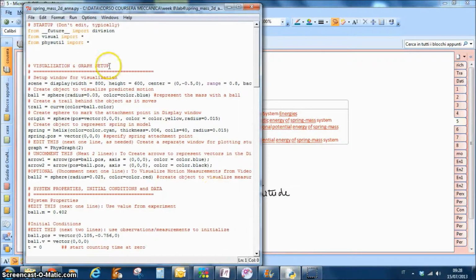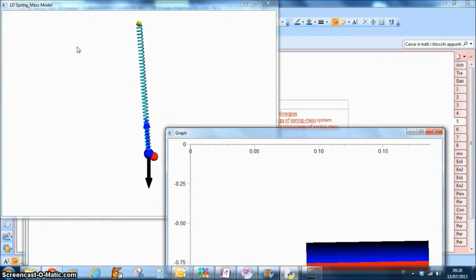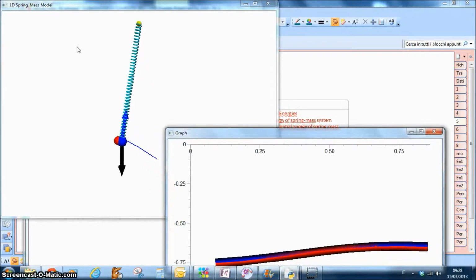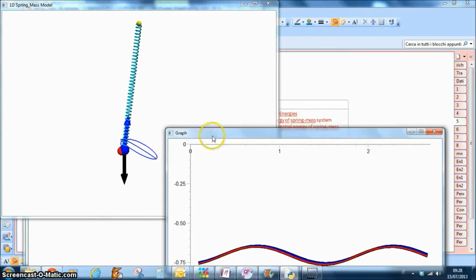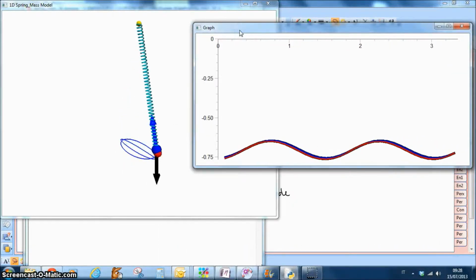And now we can run the program and compare the model predictions with the observed motion. In blue we have the model, and in red the real motion.